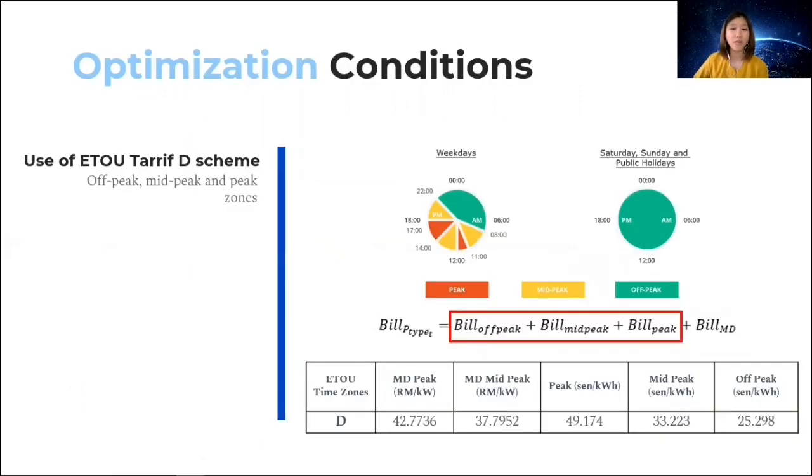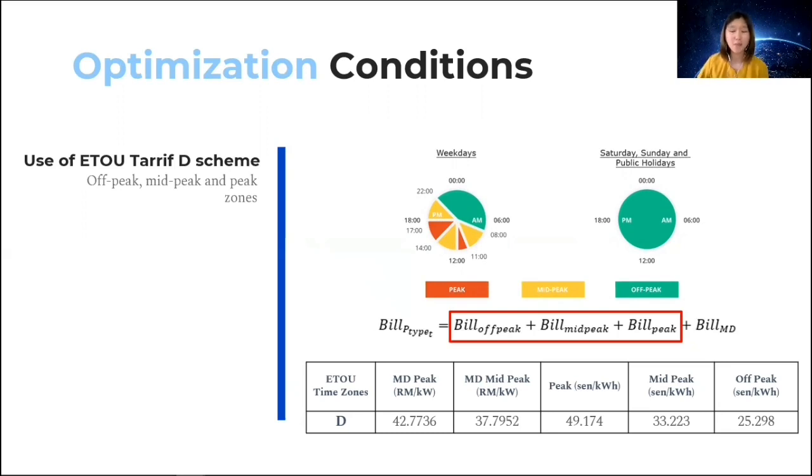To determine the objective and constraints of the problem, initial assumptions must be made. Firstly, Malaysia's Enhanced Time of Use, also known as ETOU Tariff Scheme D, is effective for bill calculation. The ETOU is a unique tariff scheme applicable to commercial and industrial customers in Malaysia and has different rates according to time zones. As shown here, off-peak period in green occurs on weekdays 10 p.m. to 8 a.m. and 24 hours throughout weekends.